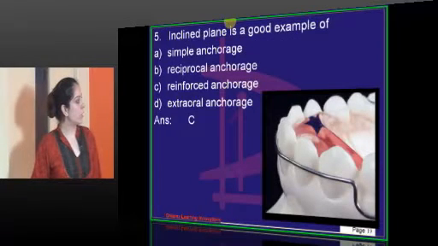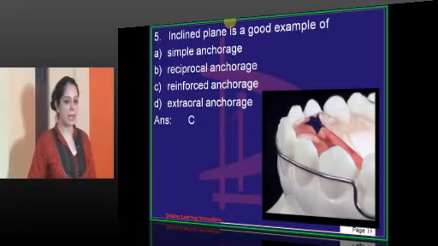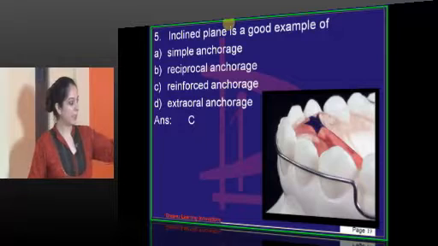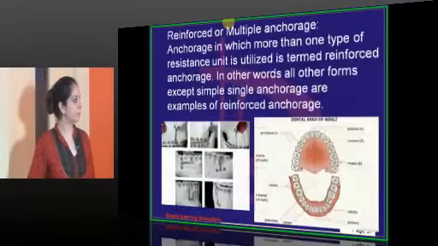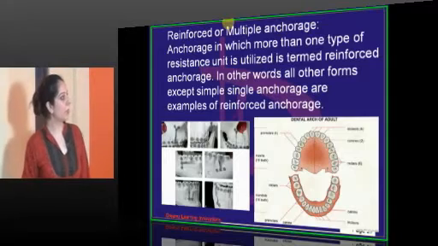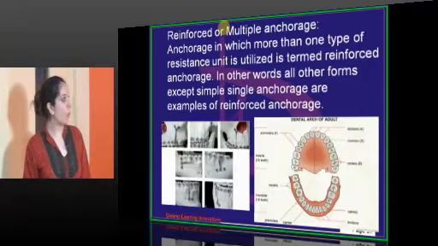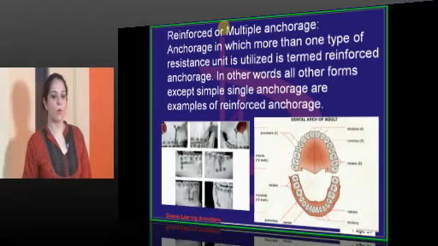Inclined plane is a good example of reinforced anchorage. Why? Because apart from the normal anchorage that is used, we use this plane. That is, the plane is on top of the hard palate, and that is the reinforced anchorage. Reinforced or multiple anchorage is basically the anchorage in which more than one type of resistance unit is used. In other words, all other forms except the simple single anchorage are examples of reinforced.